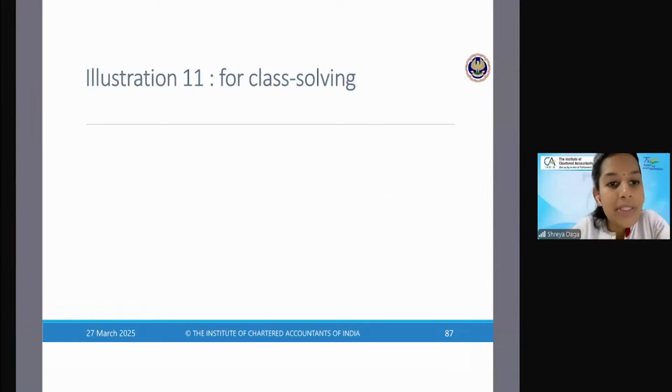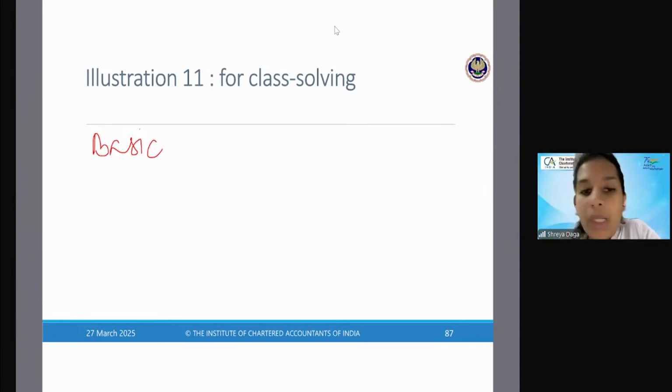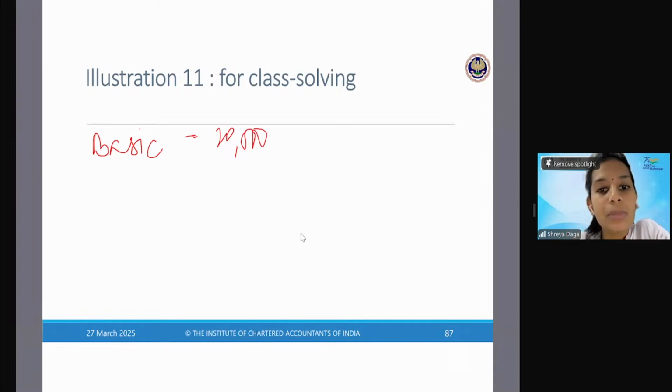Firstly, let's put the basic. This we are doing the main table, and every component we will do in the notes. Let's do the basic. You have been given in the sum that he is earning 20,000 per month. How many months will you take? Because he retired on 31st January. So how many months did he actually get? He got April to January. That means he got for 10 months.